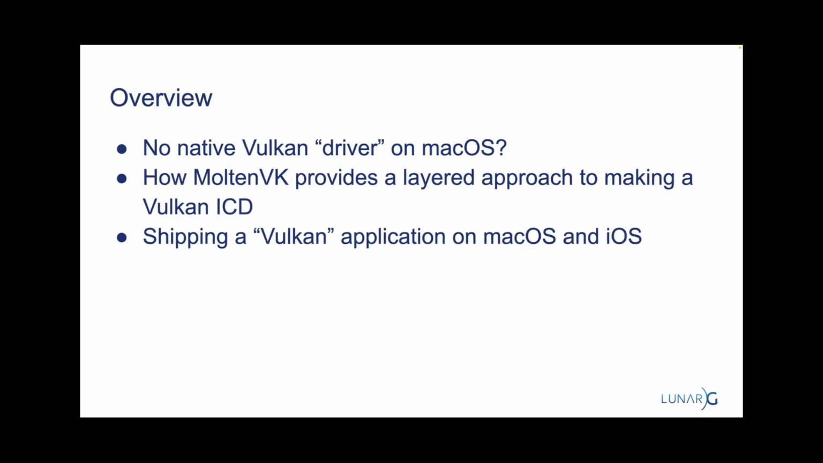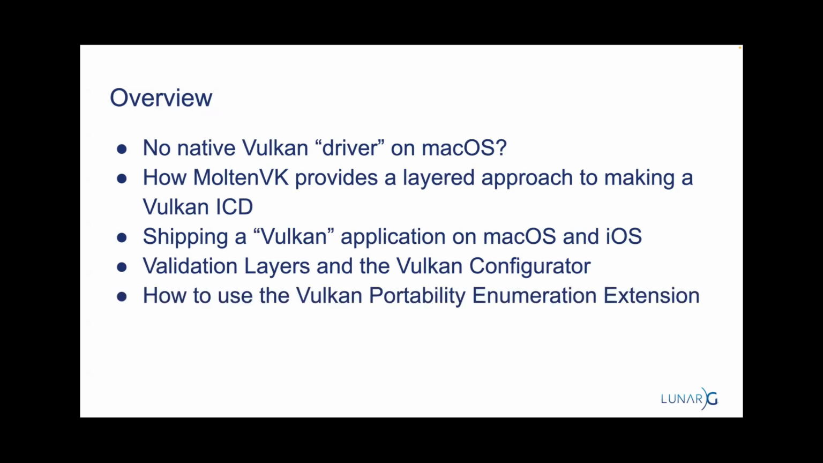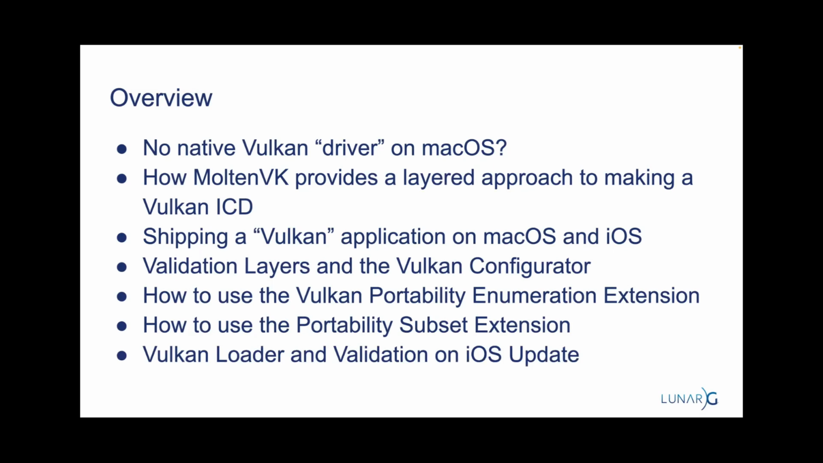A little bit sort of talking more about the same sort of thing Bill talked about, but at a higher level. How to ship an application on macOS and iOS, how to build your bundles, validation layers, how to use those on the Mac, and the Vulkan configurator, which is an important part of the Vulkan SDK. And very, very important, we have two very important extensions that you need to use on the Mac, the Portability Enumeration Extension and the Portability Subset Extension. And I'll talk more about what those are. And also an update on how we're going with the Vulkan Loader and validation support on iOS.